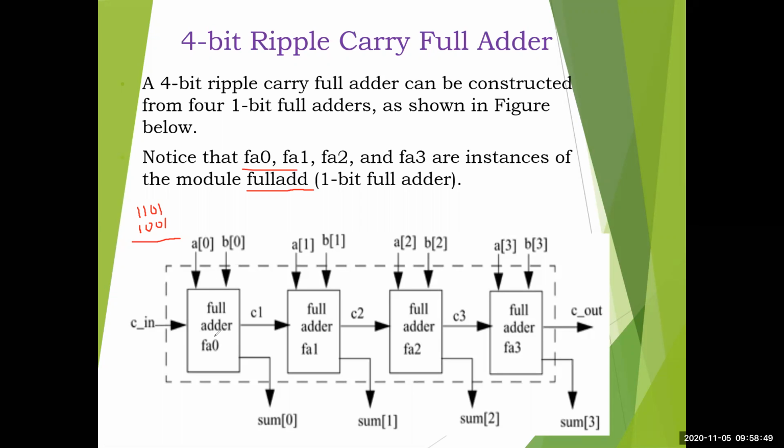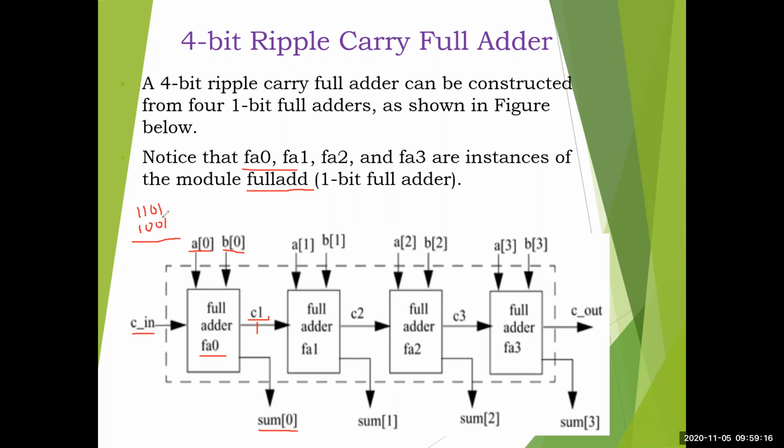For the first full adder I have given the instance name FA0. Inputs are vectors now, 4-bit, right? So the first one will have A of 0 and B of 0. Cin will not be there, so it will be initiated as 0 or else kept as it is. The output of this is sum 0, and the carry produced from this full adder is given to Cin as C1. So the intermediate signals we are giving names here.